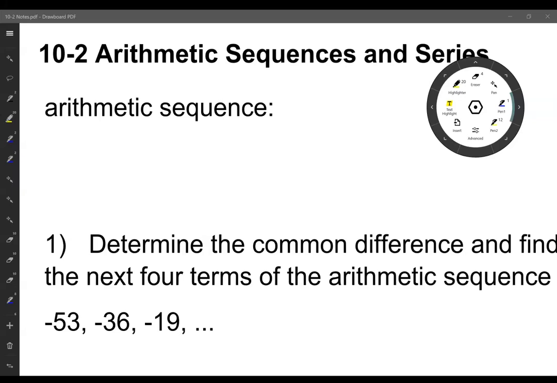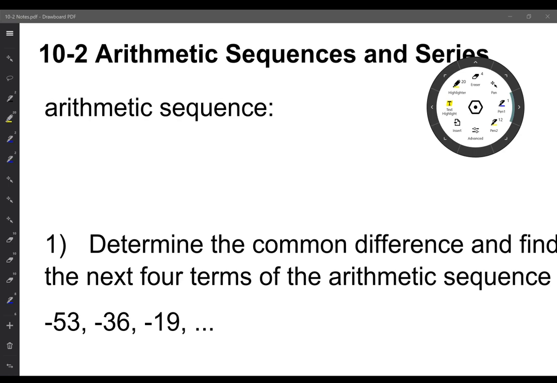10.2, arithmetic sequences and series. An arithmetic sequence is a sequence where you can add or subtract to get to the next term. So yesterday we looked at all different kinds of sequences. We had one where we were adding odd numbers, we were subtracting, we were multiplying. So today we're still looking at these sequences and series.